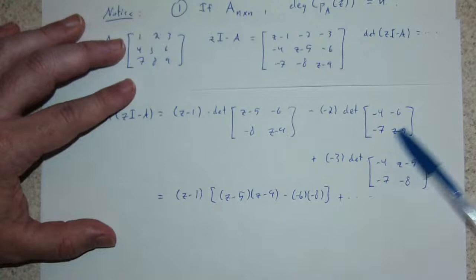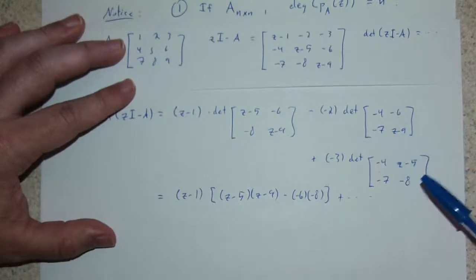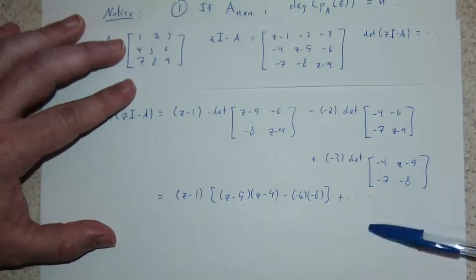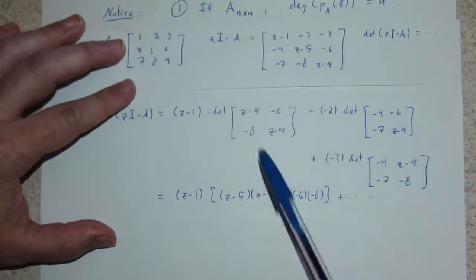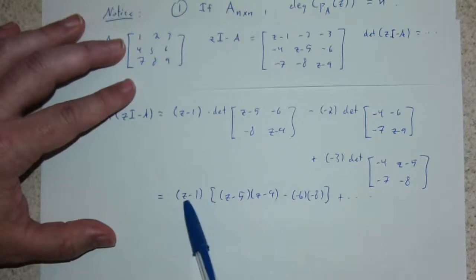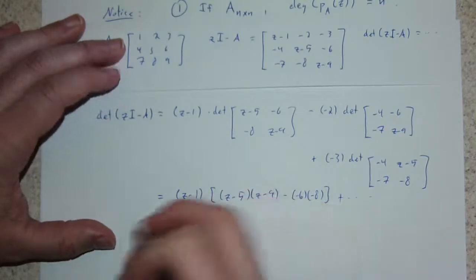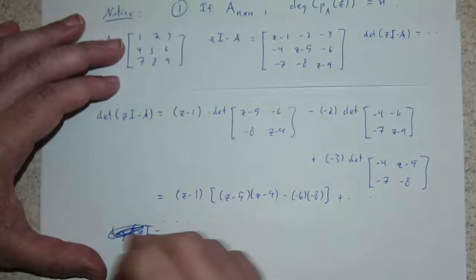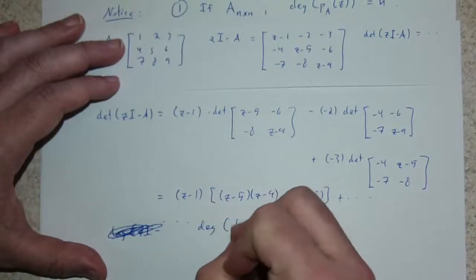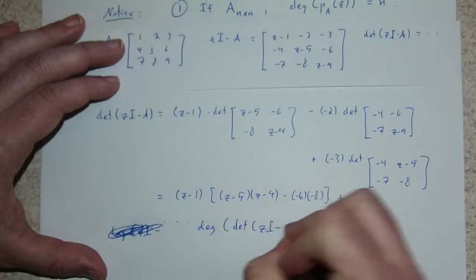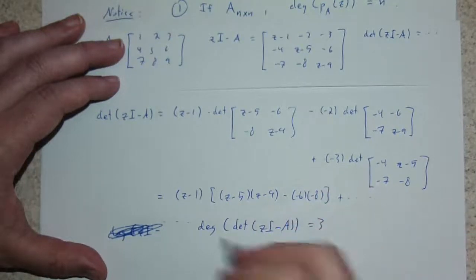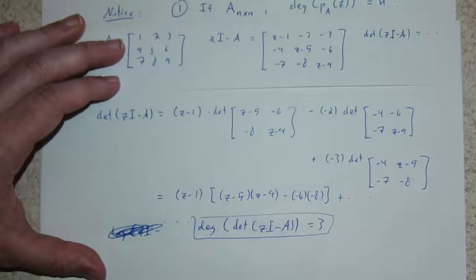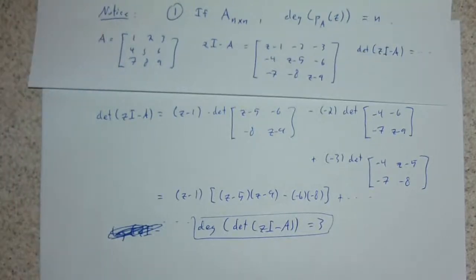The point is that in this term, I'm just going to have a z minus 9 times some constants and then some other constants. Here I'm going to have a z minus 5 times some constants and other constants. So those are only going to contribute degree 1 terms. This is going to contribute a degree 3 term because I'm going to have z minus 1 times z minus 5 times z minus 9, and then some other stuff, right? So the whole point is that the degree of the determinant of zI minus A is 3 in this case, because of this term, okay? All right, that's just showing you how this works.